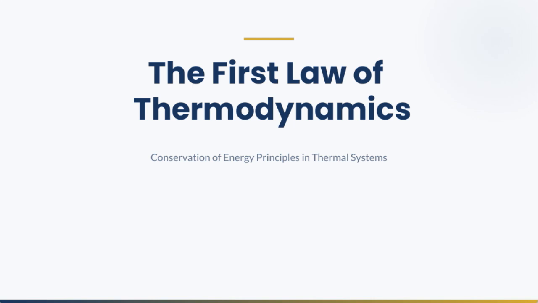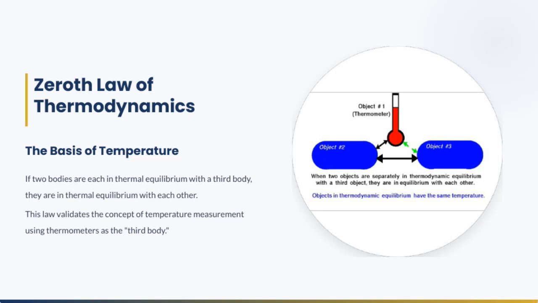As we explore these concepts, keep in mind how they connect to the overall goal of understanding energy flow and conservation in engineering applications. This principle is the backbone of energy analysis, ensuring that we consider all energy interactions to achieve optimal system performance. This law essentially confirms why we can trust thermometers as a reliable way to measure temperature.